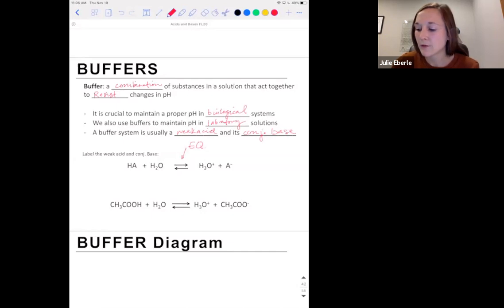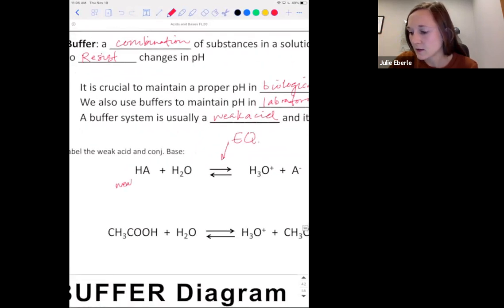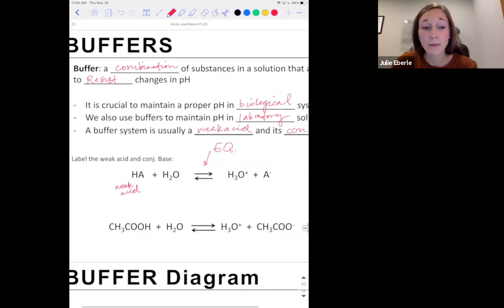If you're looking at the first one, what is the weak acid here? You can type it in the chat or say it. Abby says HA, and she is correct. This is your weak acid. What is the conjugate base? Anyone? A minus. All right.